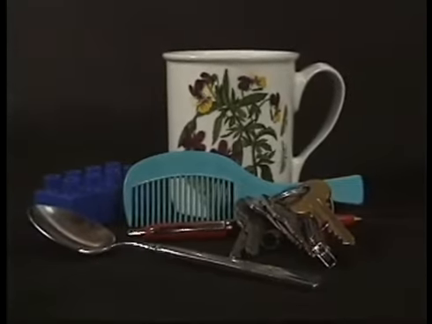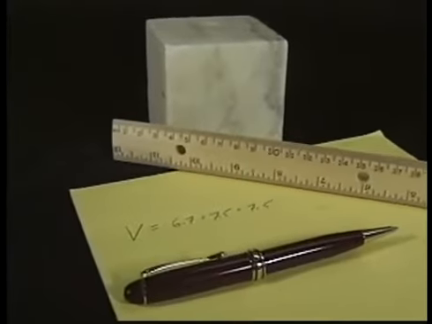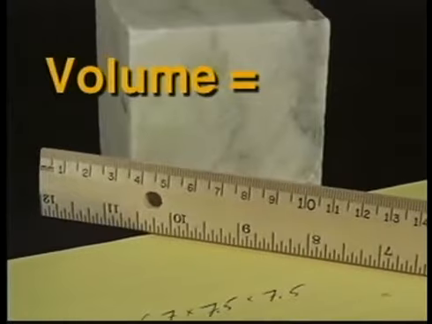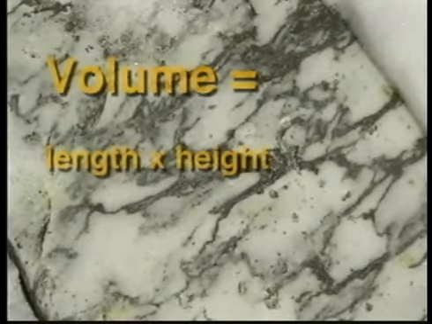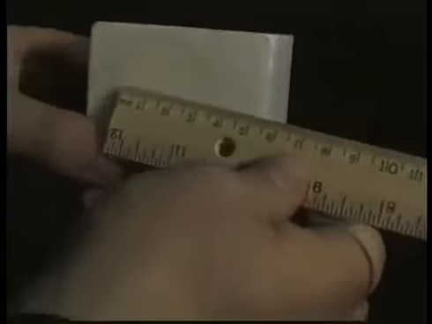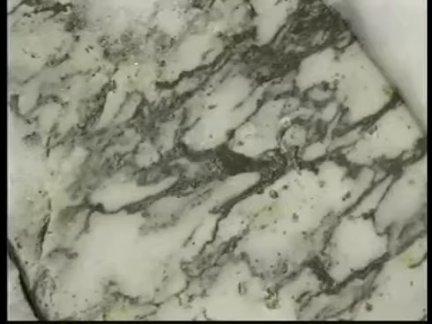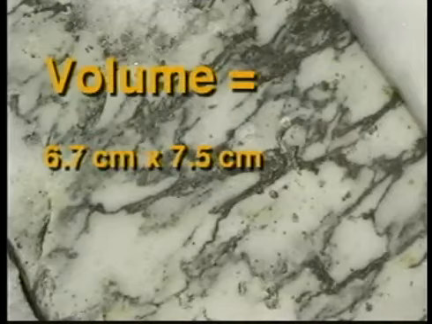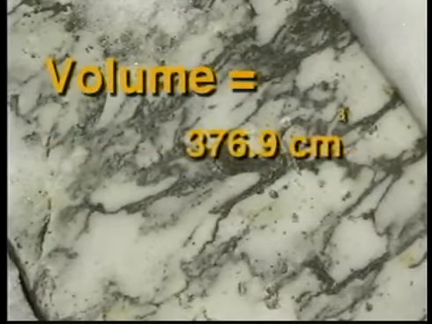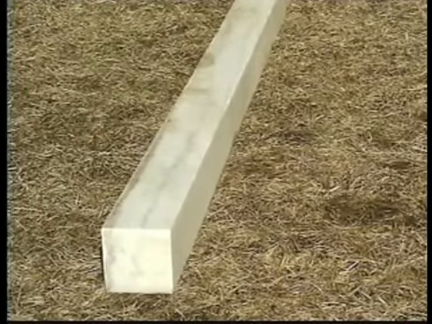For solids with a regular shape, like our piece of marble, the volume can be computed using a ruler and doing some simple calculations. Volume equals length times height times width. With our piece of marble, the length is 6.7 centimeters, the height is 7.5 centimeters, and the width is 7.5 centimeters. These are then multiplied to get a volume of 376.9 cubic centimeters. This method works well with regularly shaped solids.